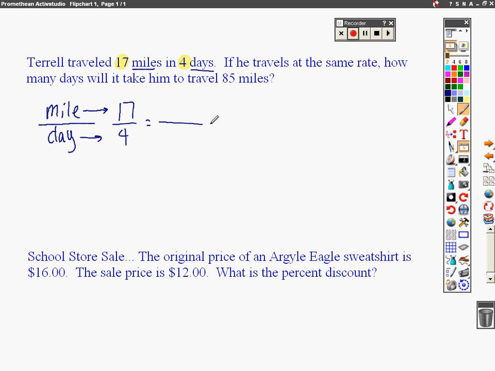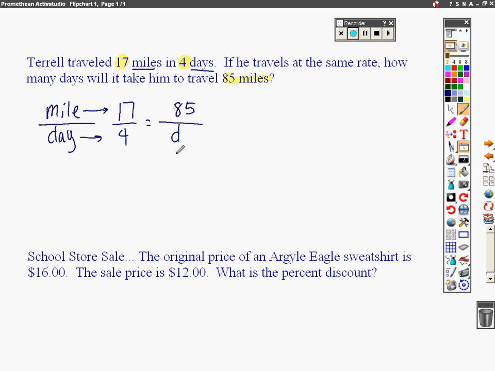All right, now, if we continue reading, we have to figure out what we're trying to find. If he travels at the same rate, how many days will it take him to travel 85 miles? So here we have 85 miles. Since our numerator is miles, we determine that 85 must go here. And what we're left with down here is D, days.